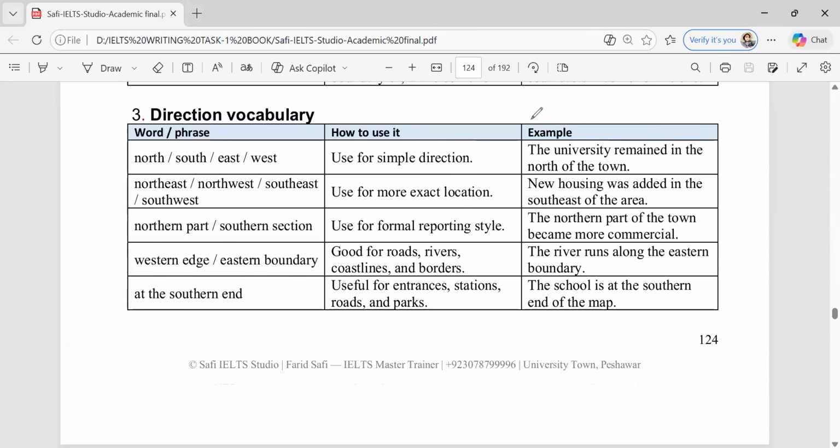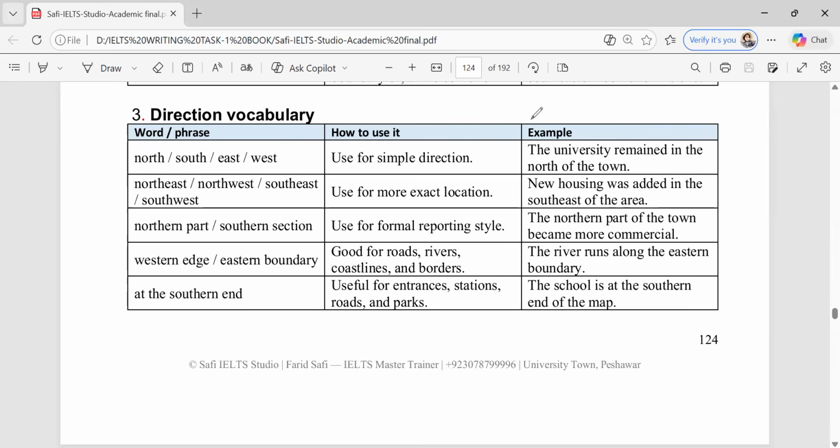As I told you earlier, direction vocabulary is very important. So you do understand, Claire, some of the phrases you can use: north, south, east, west. Later on, we will need it. If you just focus on the example, the university remained in the north.